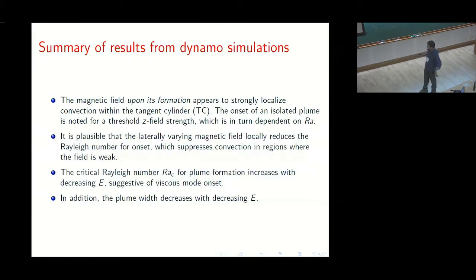The Rayleigh number is below the threshold for this to happen. Okay? Axial, yes. No, Z. That is the predominant direction of the field in the tangent cylinder: axial. Another interesting point is that the critical Rayleigh number for this isolated plume formation increases with decreasing E. So if you rotate it faster, this plume happens at higher Rayleigh number. Okay? And this to us suggests a kind of viscous mode of onset, like the classical pure rotation.